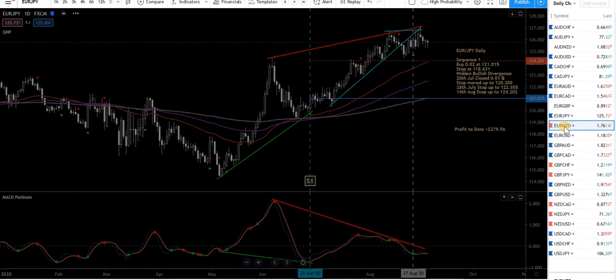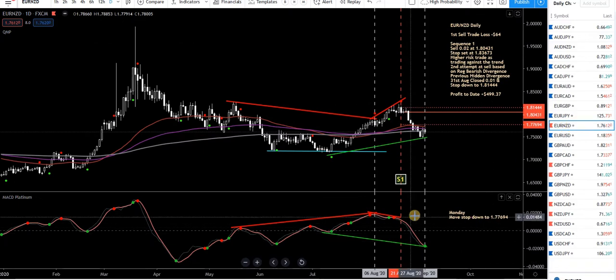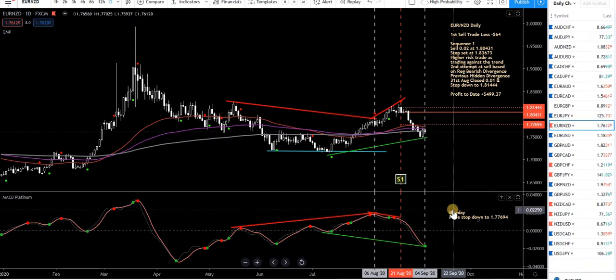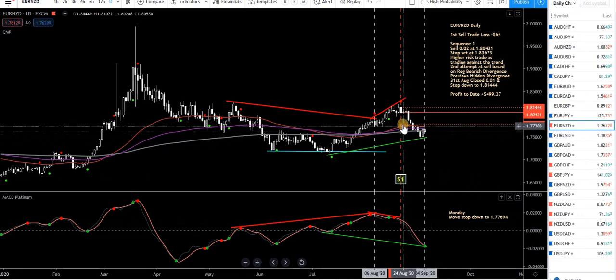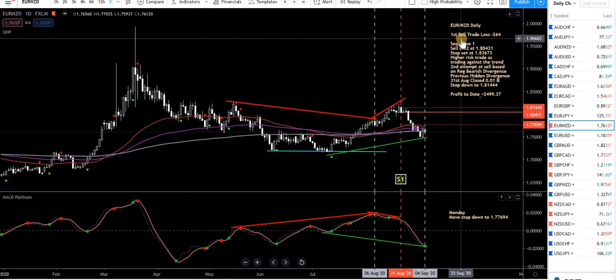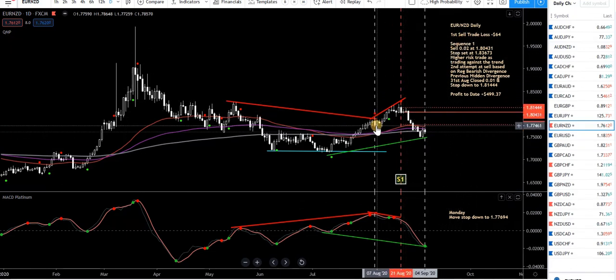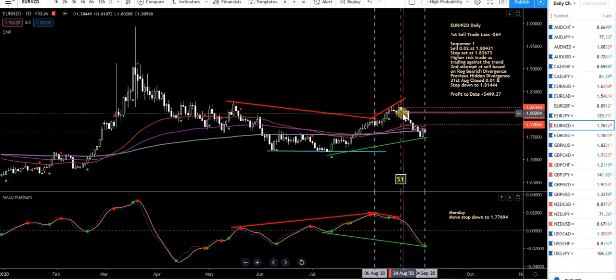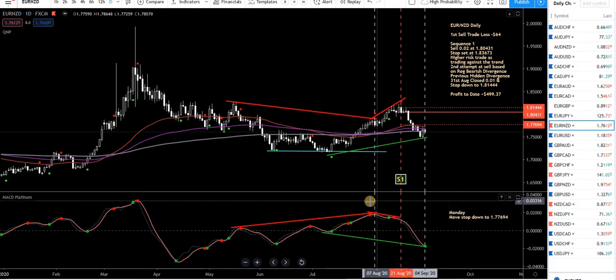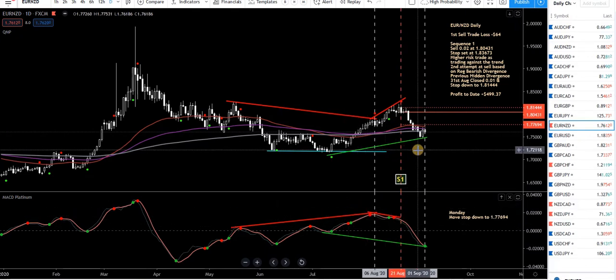Now here's one that's marked in purple, which means I'm probably doing something. Normally I'll put some notes on the chart. As you can see, Monday move stop down. So I've already marked my stop. So here's the current setup. Sell here. S1's a sell. I lost $64 on the first sell, which was here. I just closed it out, or I might have got stopped out. And I've taken a second sell. The MACD Platinum still above the zero level, taking the second sell.